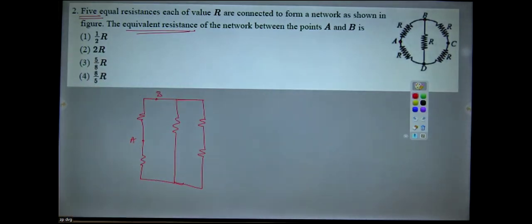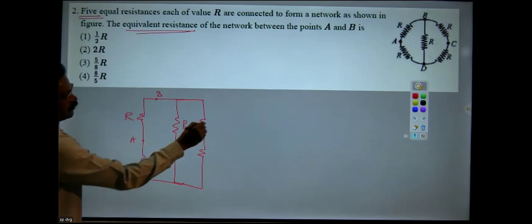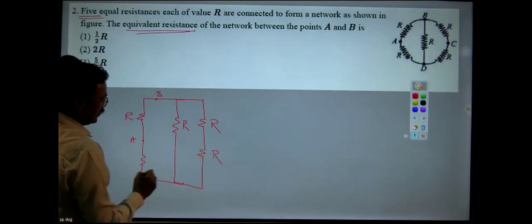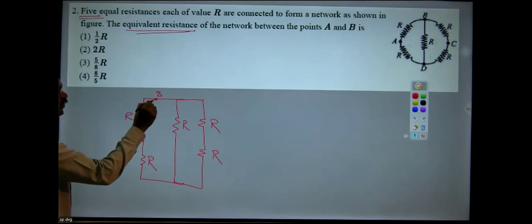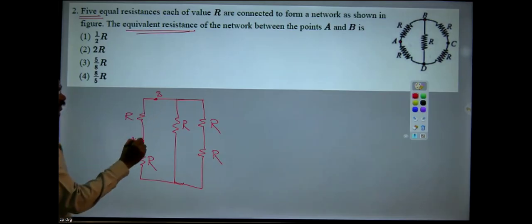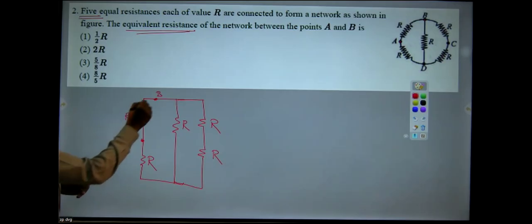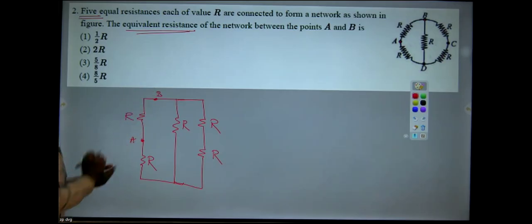We can redraw the diagram. In this, all resistors are of equal value R. R is the resistance. We want to know the equivalent resistance between these 2 points, point A and point B, AB. What is the resistance between point A and B is the question.